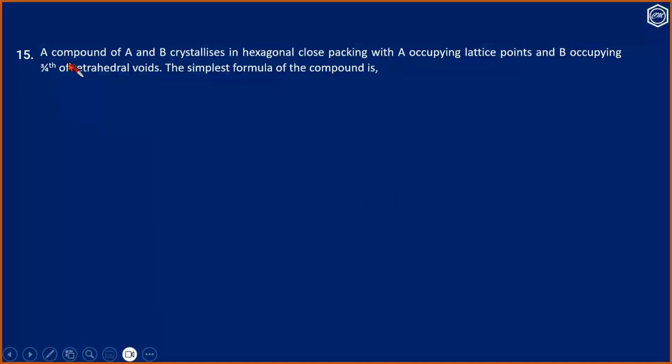Question 15. A compound of A and B crystallizes in hexagonal close packing with A occupying lattice points and B occupying 3/4 of tetrahedral voids. The simplest formula of the compound is AB, A2B3, AB2.